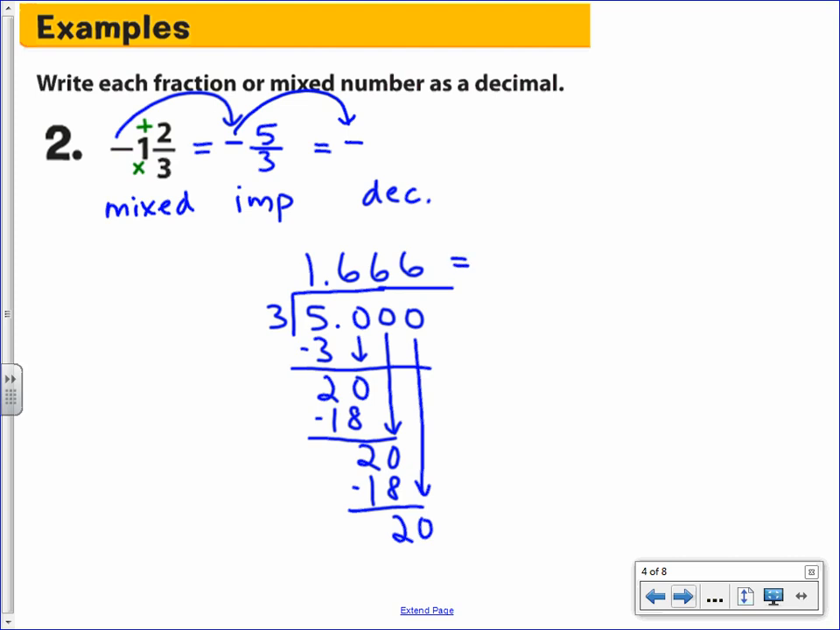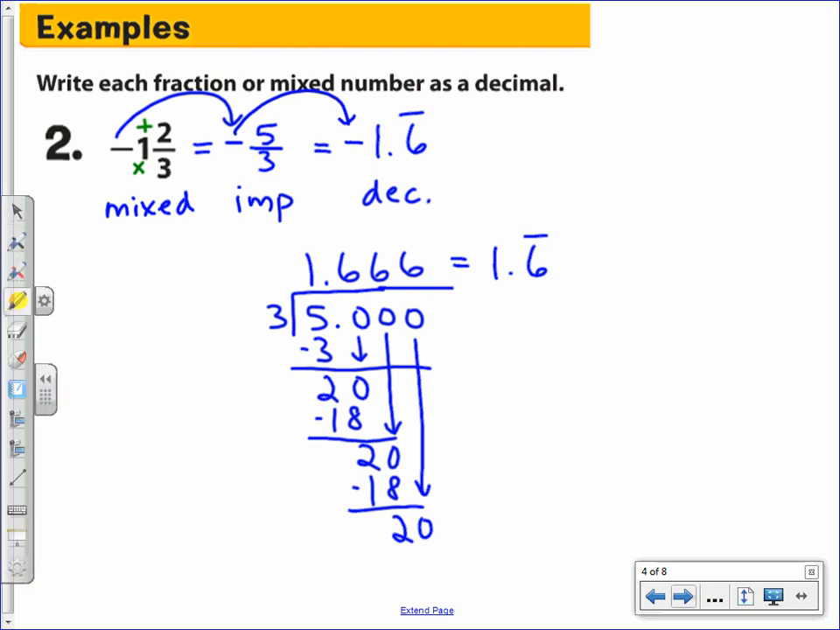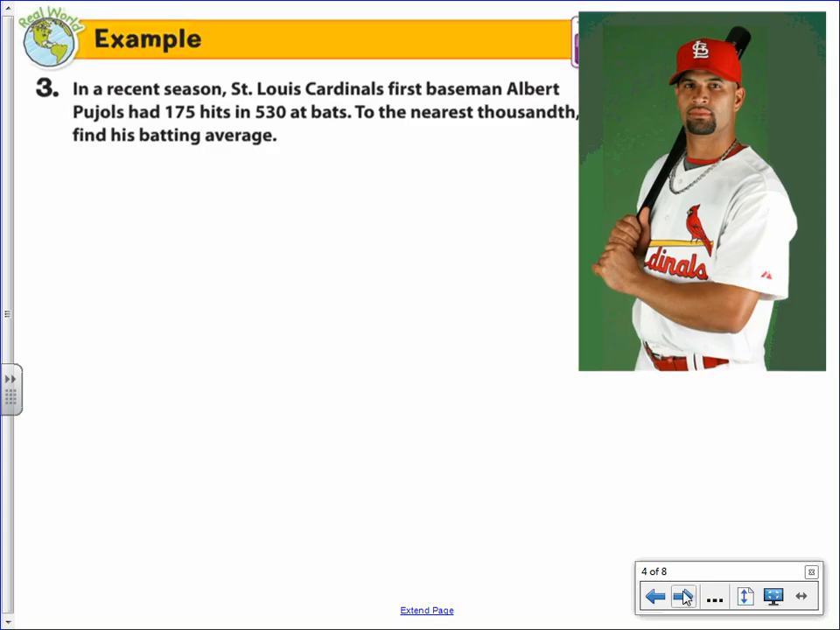So what we are going to do is use bar notation. So 1.6 with a bar over it because the 6 repeats over and over again. 1.6 with a bar over just the 6. The 1 doesn't repeat, so we do not put it over the 1. Don't forget your negative sign. Okay, it is -1.6, repeating.